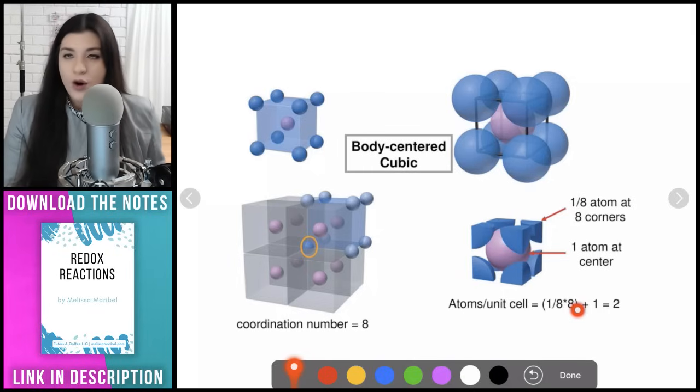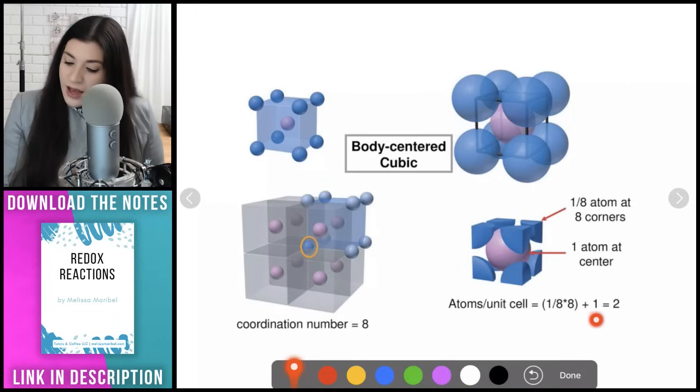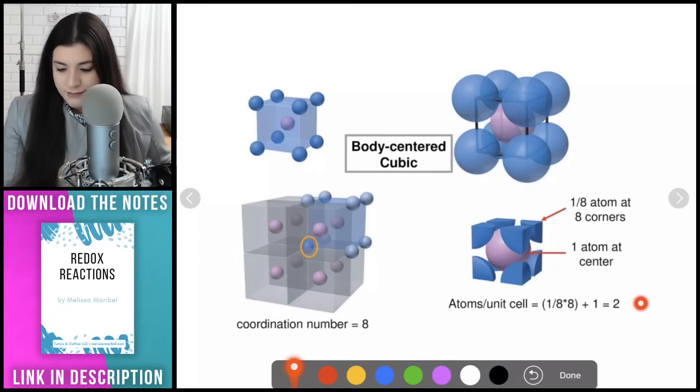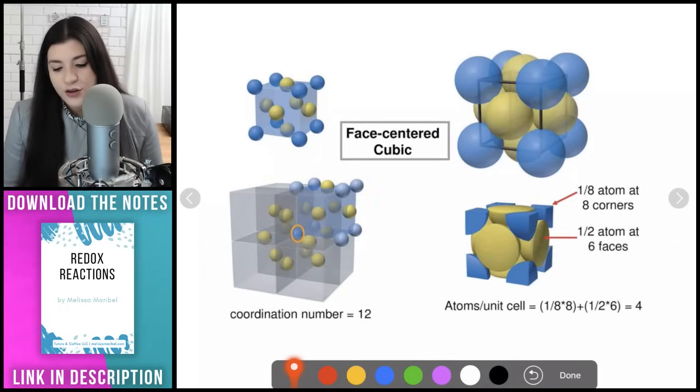So then that's when I know 1/8 times 8 gives us 1. And then we're going to add 1 because there's 1 atom in the center. So from there, I know, okay, 2 atoms. And then the same thing goes for our face-centered cubic.